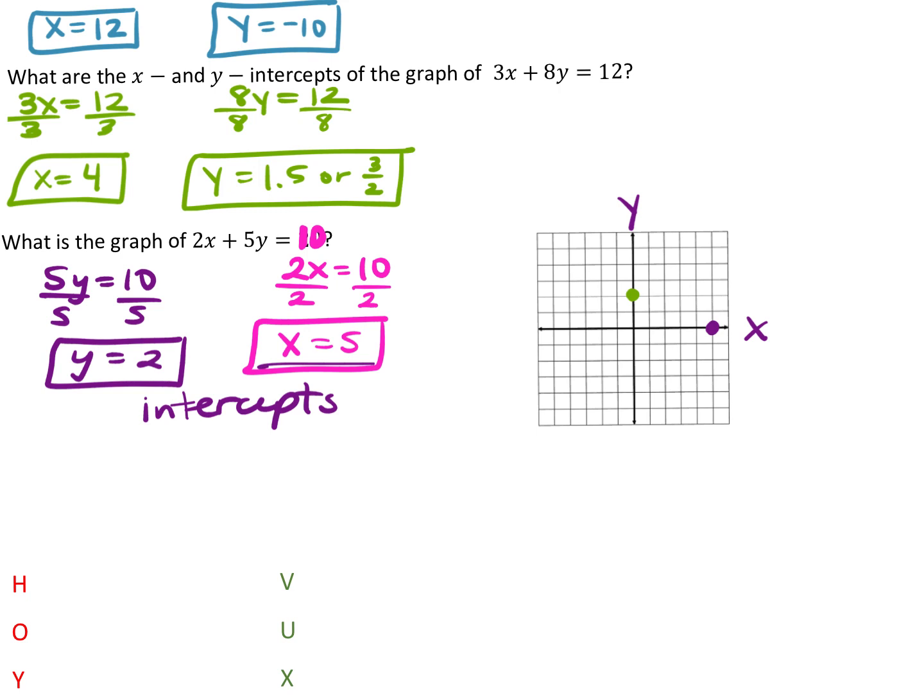These are not 2 separate lines right now. Don't draw a horizontal and a vertical. It is connect the 2 points that we have. The line goes through those 2 intercepts. Are you with me on that? Because that gets done wrong so much. Okay.